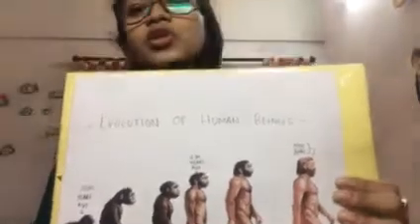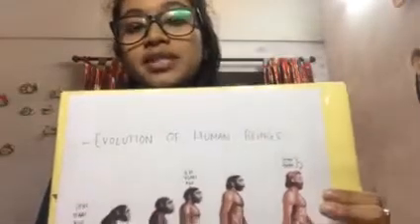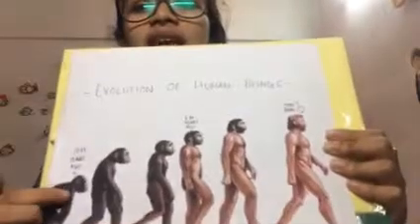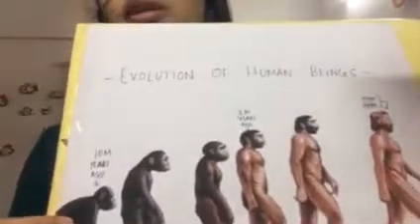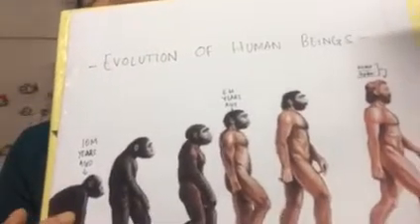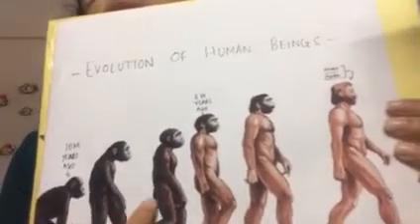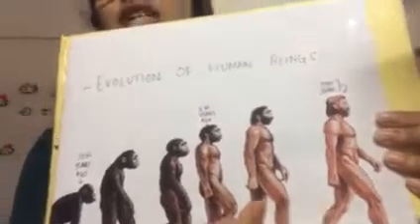Human beings have not evolved from gorilla or chimpanzee, but this was the first ape which was formed about 10 million years ago that had given rise to both human beings, gorillas, as well as other apes like orangutans, chimpanzees, other monkeys like bonobos, etc. So this was the ape that had given rise to human beings about 10 million years ago.